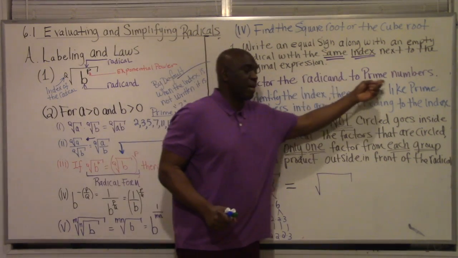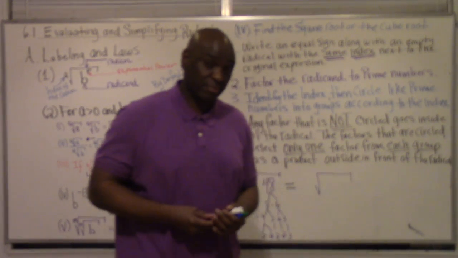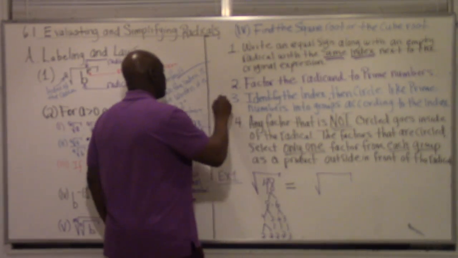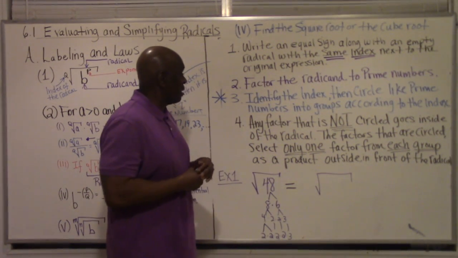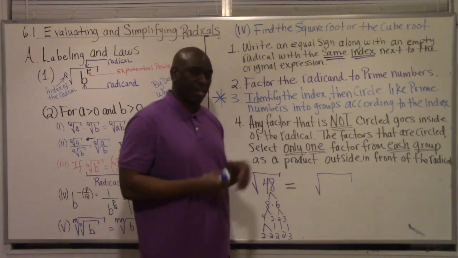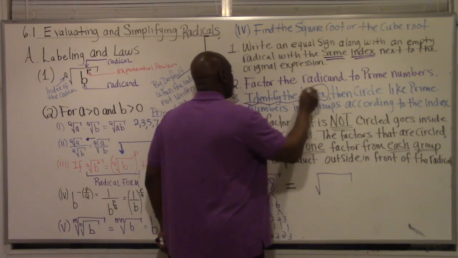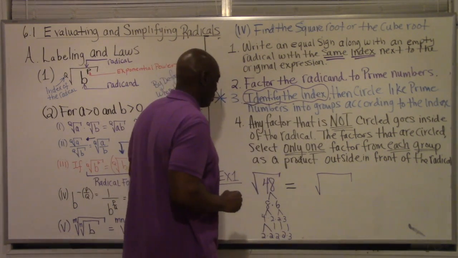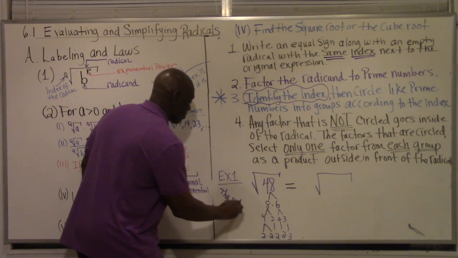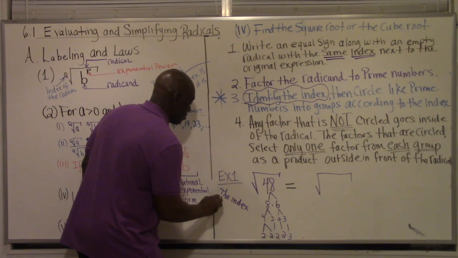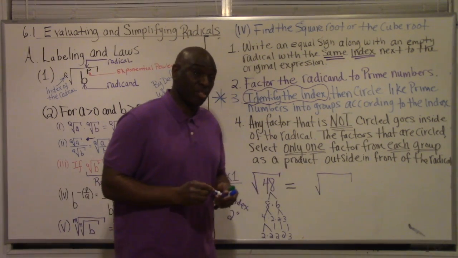Factor the radicand to prime numbers. That's over. Step 3 is the key. That's the key step right there. Step 3 says, identify the index. Let's do that right now. Identify the index. So off to the side, I'm going to write the index is 2. Everybody good? Index is 2.